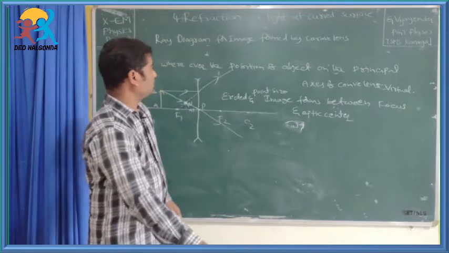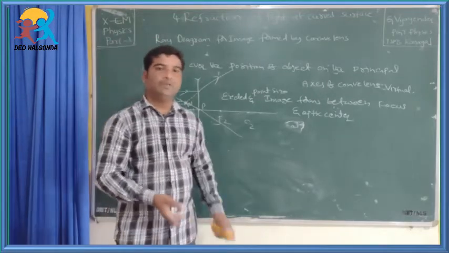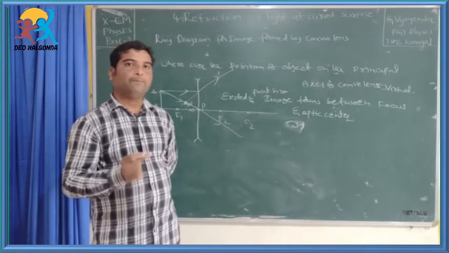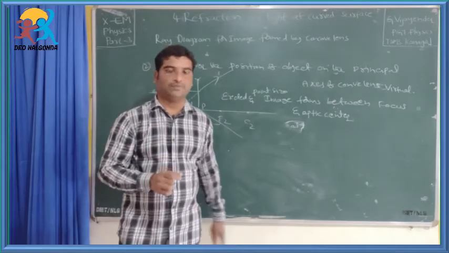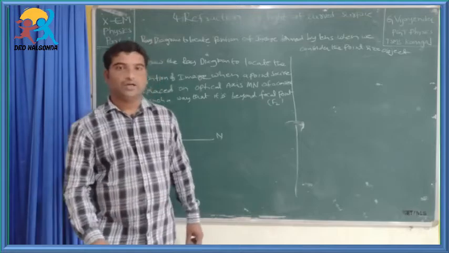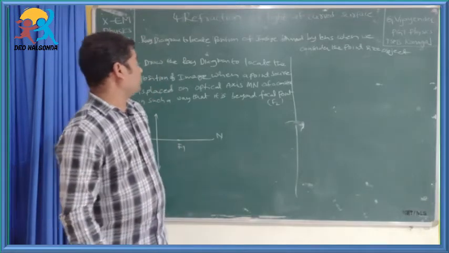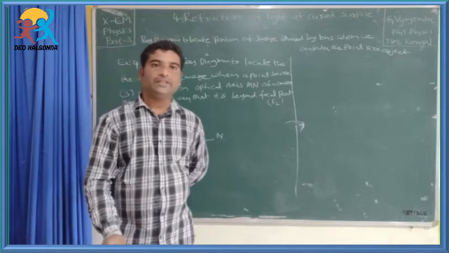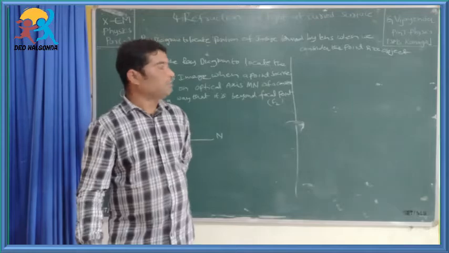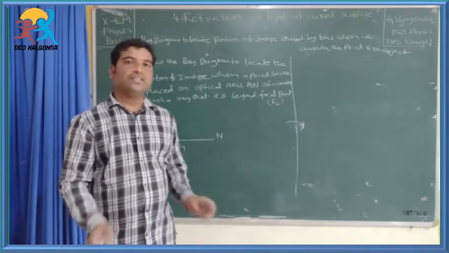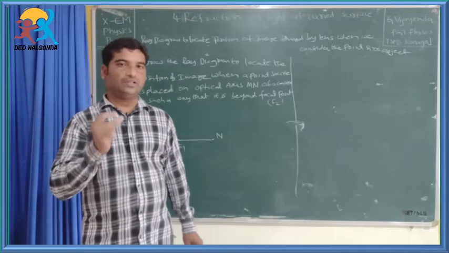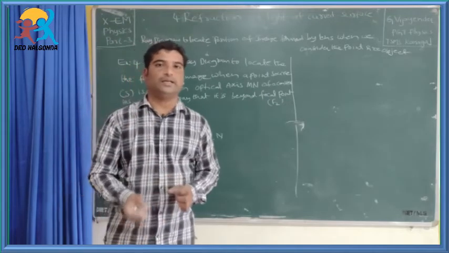Okay. Next we are going to see how to draw the ray diagram of the image for the point size object. Now we are going to see how to draw the ray diagram to locate the position of the image formed by the lens. Here the size of the object is point size. The source of the light is very point size. How to draw the ray diagram?